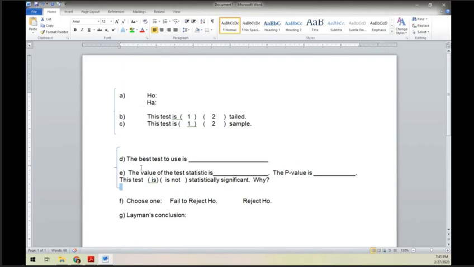Now, here's the deal. In the test, you're going to tell me what test you're going to use, the value of the test statistic that you found in StatCrunch, the p-value. Tell me if it's significant or not, but here is the big dollar question. Why is it or is it not statistically significant? And that's where you want to tell me how the p-value compares to alpha. Okay? So those are the things that are important as you study.